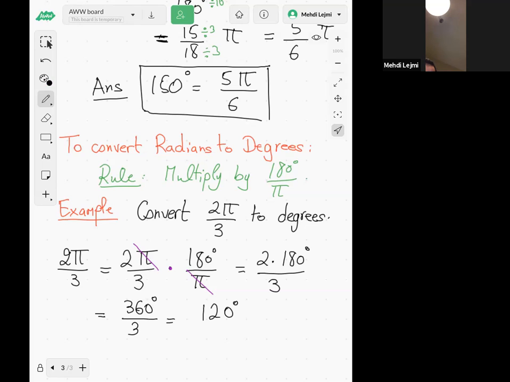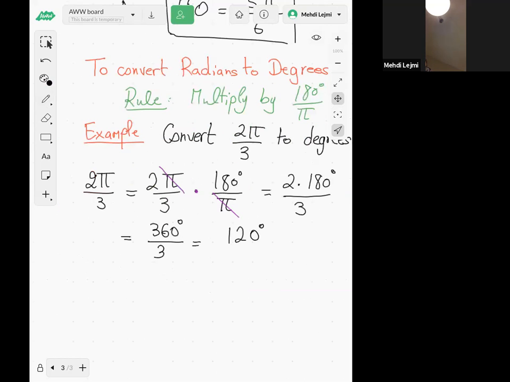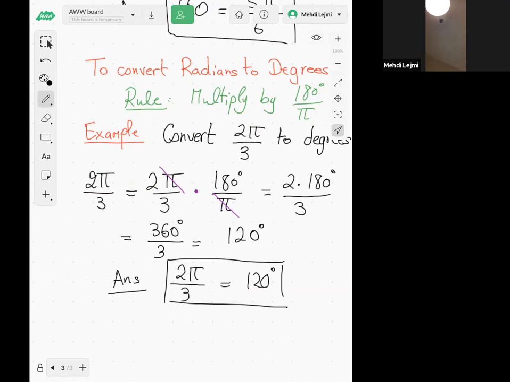Okay, so that's the answer. So 2 pi over 3, that's 120 degrees. As you can see, Joel, it's not that bad.